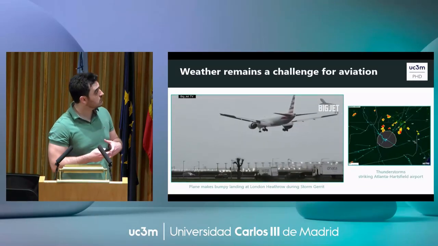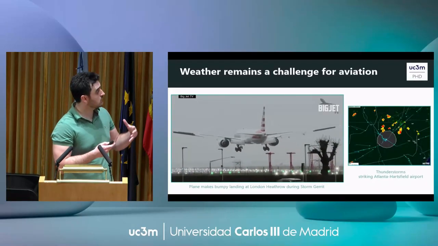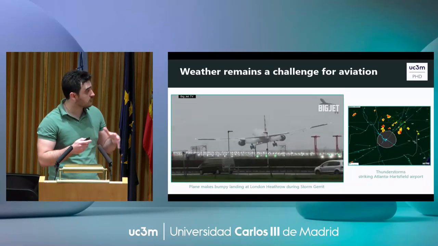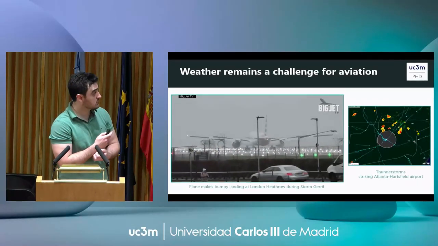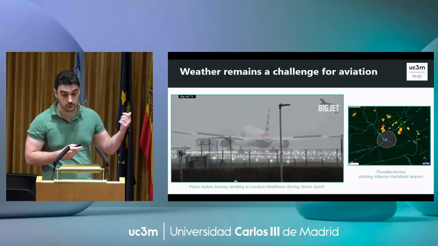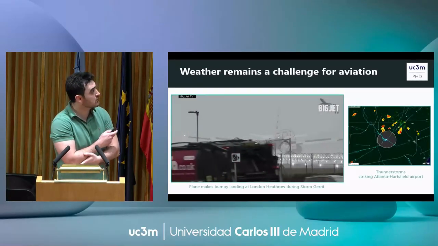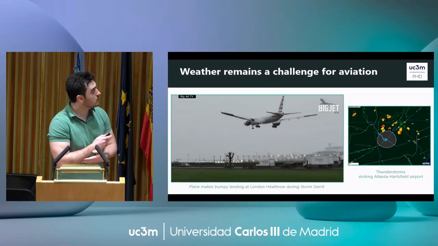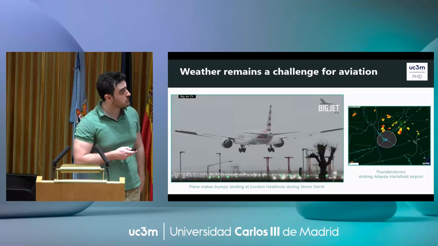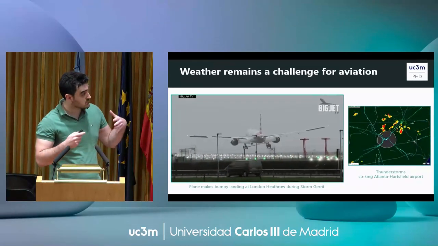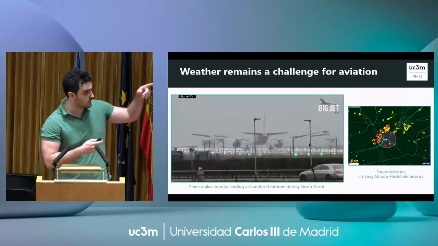To put this visually, here you have a plane that is making a bumpy landing at London Heathrow during a storm. You see how the aircraft swings in a very uncontrolled way that is putting at risk the safety of the passengers. Hopefully there was no incident and all the passengers went home without any injuries.